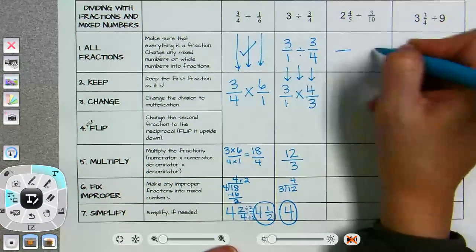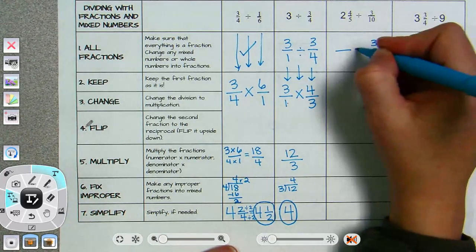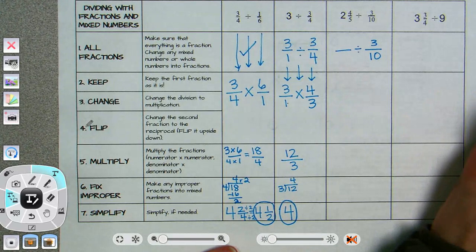Okay, let's try our third example. So we're going to make these into fractions. 3/10 is already there. I'm going to show my division sign. Now we have 2 4/5.